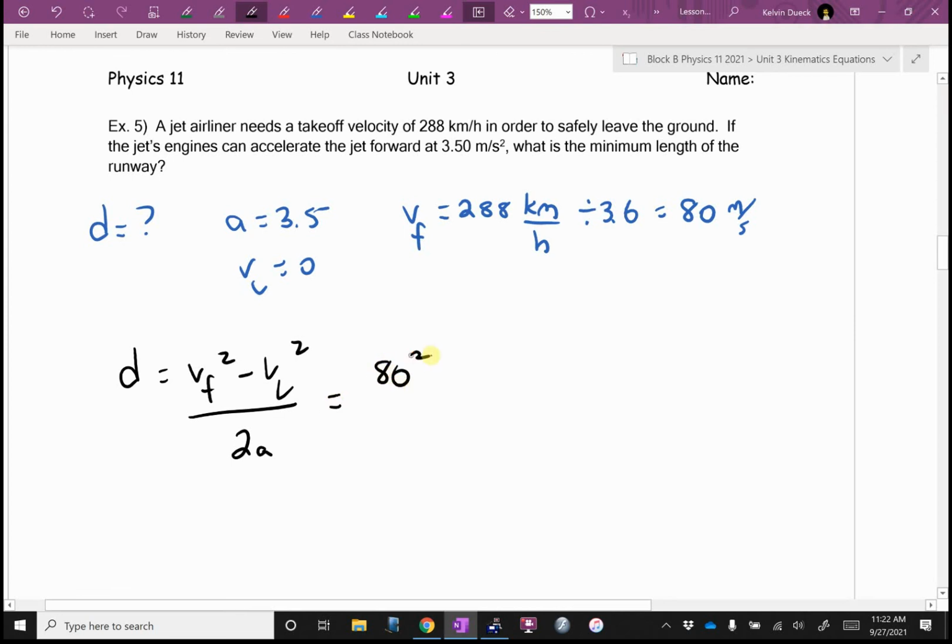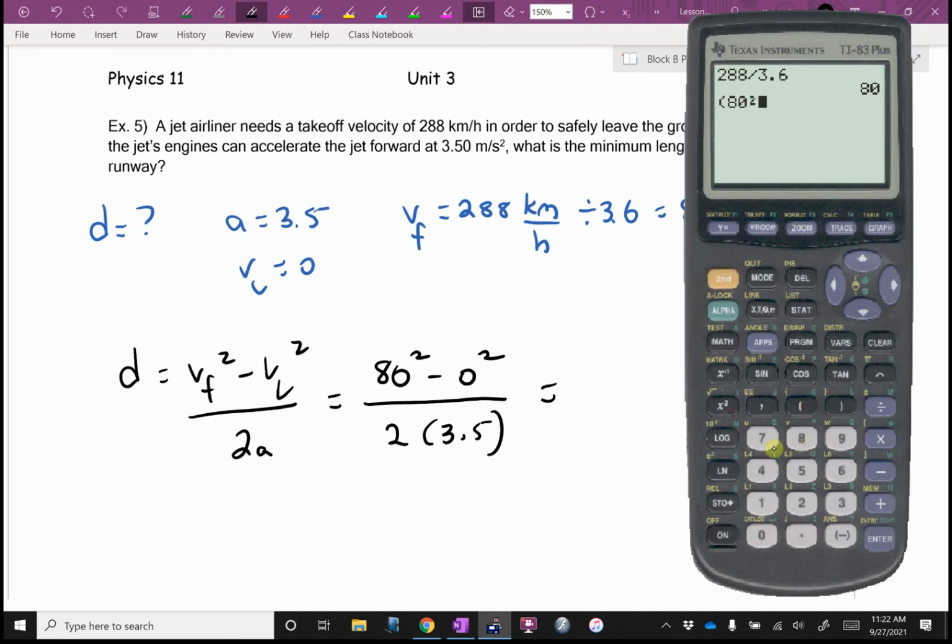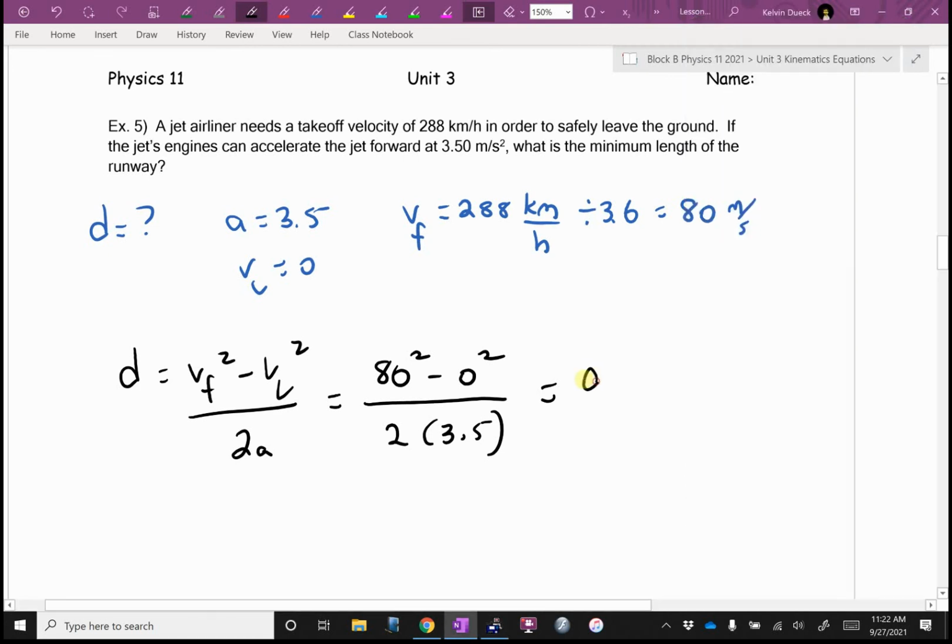So it's going to be 80 squared minus 0 squared all over 2 times 3.5. You get 914? Units, Gabor? I think brackets around the top and brackets around the bottom for this one, yes? Or fancy schmancy fraction button. You get that okay? Yeah, 914 meters.